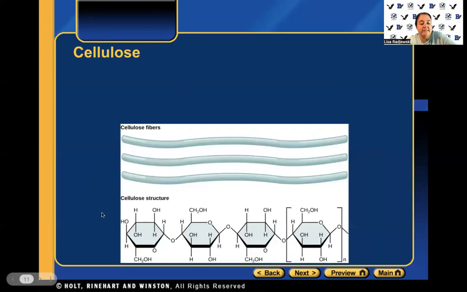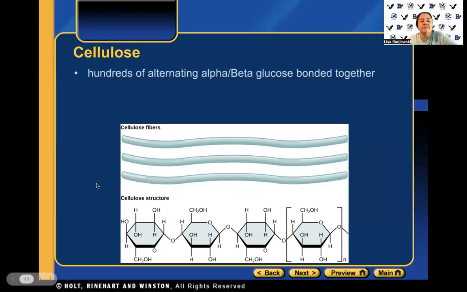All right, first one is cellulose. You can see cellulose is also called fiber, which you might have heard about in your diet, that you're supposed to have fiber in your diet. And here is the chemical structure of cellulose. Cellulose is actually alternating alpha, beta glucoses bonded together. So it's just glucose bonded to glucose, bonded to glucose, hundreds and hundreds of times. But it's an alpha, beta, and alternates when they bond together.